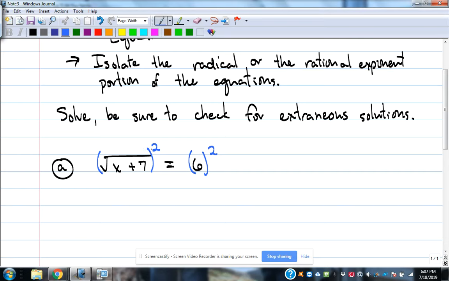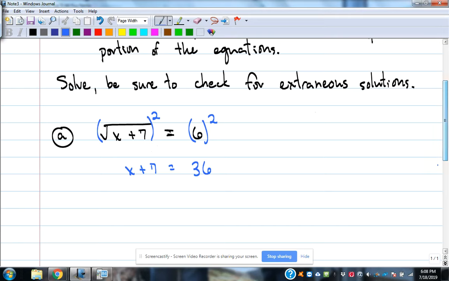What happens on the left side is this squared and the square root cancel each other out. And there we have our x plus 7 is all that's over there now. And then on the right-hand side, we've got 6 squared. So we just say 6 times 6 is 36. And now we've got a really simple equation to solve. We just get x by itself. It's back to basics here. So we'll get rid of the 7 by subtraction. 36 minus 7 would be 29.